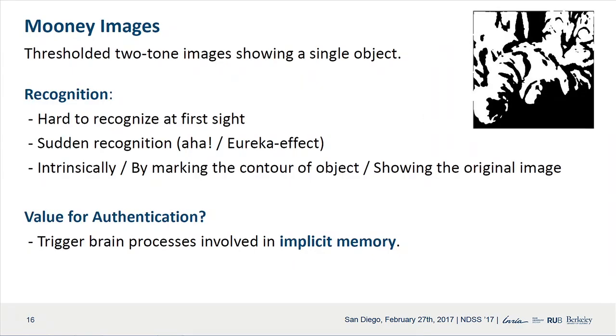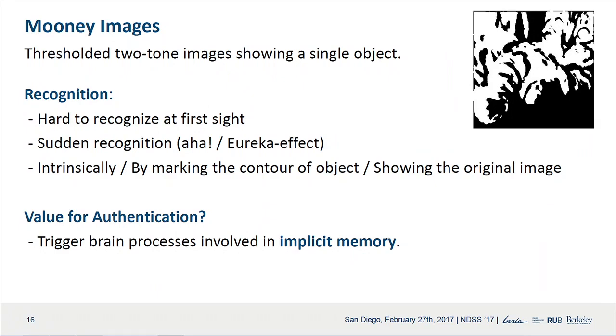Okay? The images you have just seen are so-called Mooney Images. They are thresholded 2-tone images showing a single hidden object. They are hard to recognize, that's the problem you just encountered, but the recognition is sudden. We call it eureka effect or aha effect. You just get it, it clicks. And you can recognize them intrinsically by marking the contour of the hidden object or by showing the original image as I have just done.